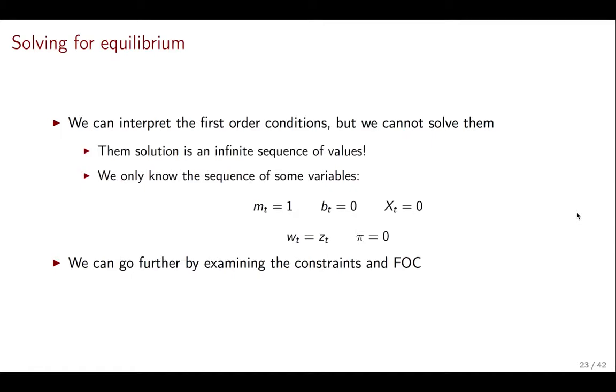The first thing is we can always interpret these conditions, but solving them is very hard. Part of it is because the solution is an infinite sequence of values and we won't be able to find them all. We actually only know the sequence of some variables, most of them because we know them from market clearing, two of them because we know them from the labor market problem. But by further examining the constraints and the first order condition, we can actually make some headway in saying more about the equilibrium of the model.